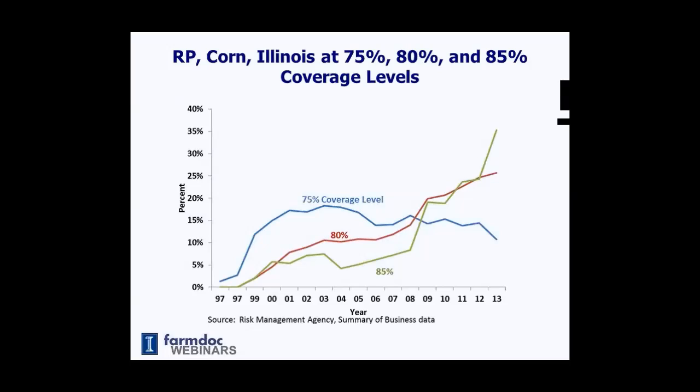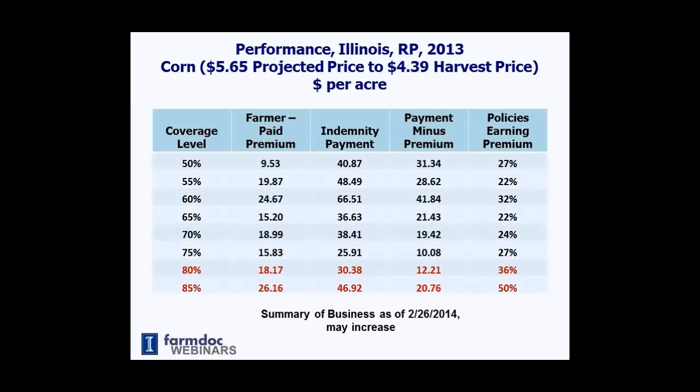So if you're a farmer with an 85% or 80% RP policy, you're pretty normal for what's used across both corn and soybeans in Illinois, and for that matter in the entire Midwest.